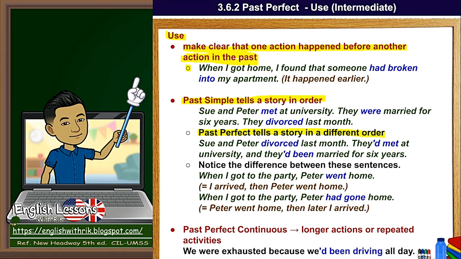The past perfect can be used to tell a story in a different order. Sue and Peter divorced last month. They'd met at university and they'd been married for 6 years. Notice the difference between these sentences. When I got to the party, Peter went home. When I got to the party, Peter had gone home. The past perfect continuous refers to longer actions or repeated activities. We were exhausted because we'd been driving all day.